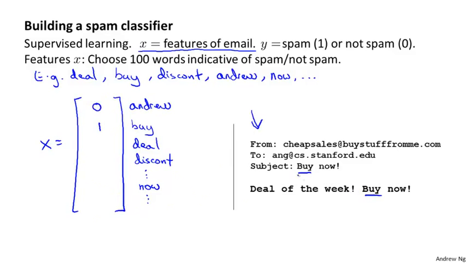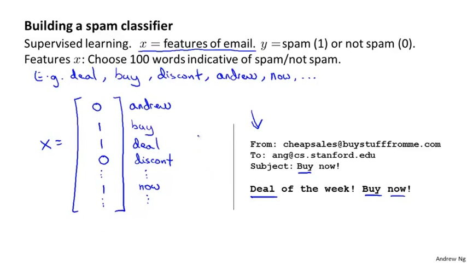and I'm just going to put ones or zeros. I'm going to put a 1 even though the word buy occurs twice. I'm not going to really count how many times the word occurs. The word deal appears, I'm going to put a 1 there. The word discount doesn't appear, at least not in this little short email, and so on. The word now does appear, and so on. So I put ones and zeros in this feature vector depending on whether or not a particular word appears.